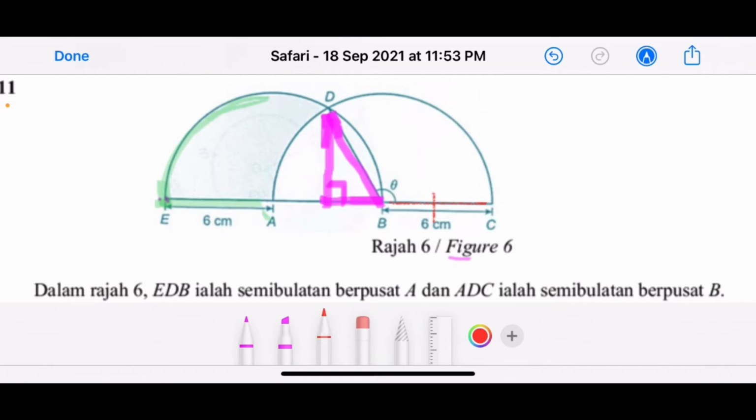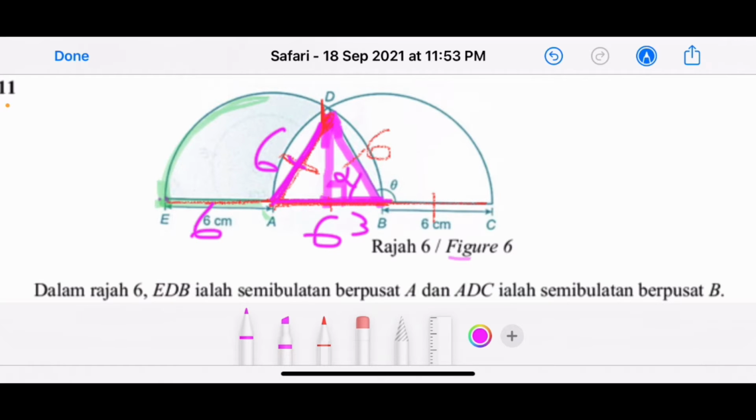So this is 6, and this one also 6, since AB, this part is 6. This one is 6, so this one is actually the midpoint. Actually, you can draw like this. You can have a 60-degree angle. This is an equilateral triangle: 6 here, 6 here, 6 here. So that means you can find the angle easily. This is 60. Or maybe you can find this one is 3.